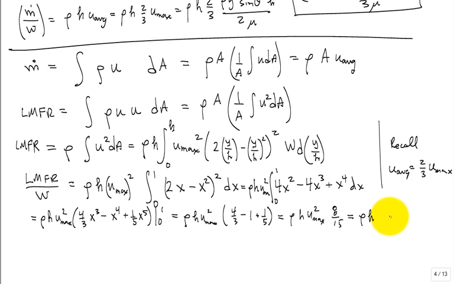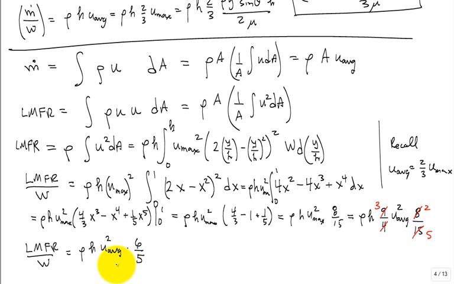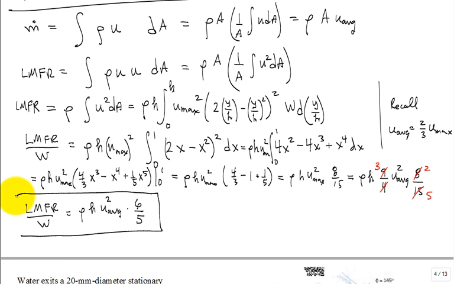So I'll have rho h 9/4, that's 3/2 squared, U average squared times 8/15. This is a 3 times 3, this is a 3 times 5, so that becomes a 5 and a 3, and that goes to a 2. So I reduce it, and I have the linear momentum flow rate per unit width is equal to rho h u average squared times 6/5. Well, this is equivalent, and it's whether or not you clean it up and make it look nice. You can play with the algebra and make it look nice if you like.